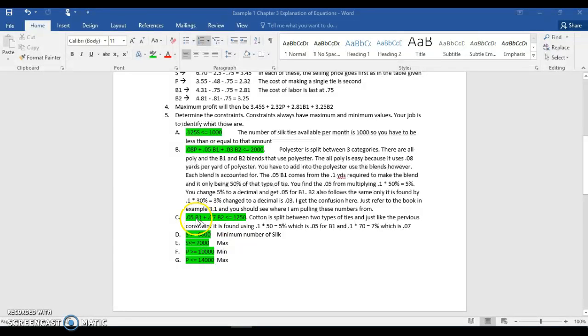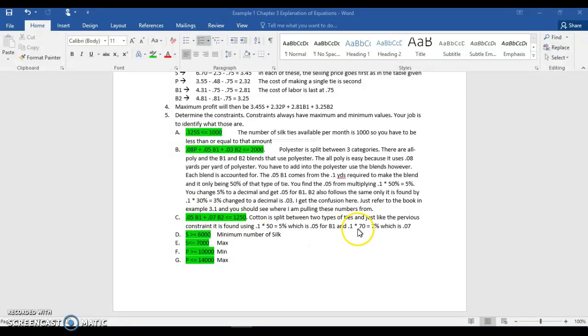It's the same idea, the 0.05. You have 0.1 yards of material. That's 50% of the tie, which is going to be cotton. So that's 5%. Change to a decimal. There's your 0.05 for blend 1.